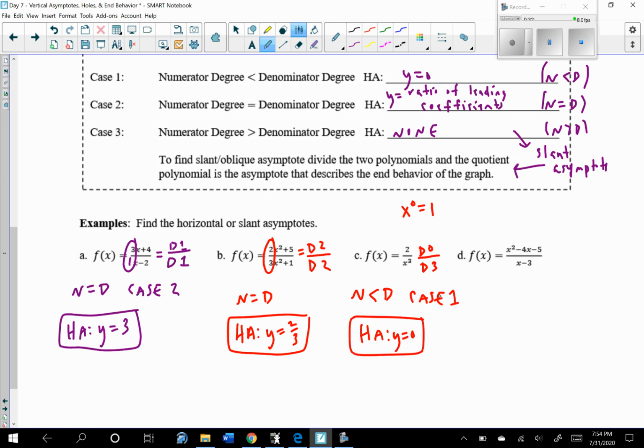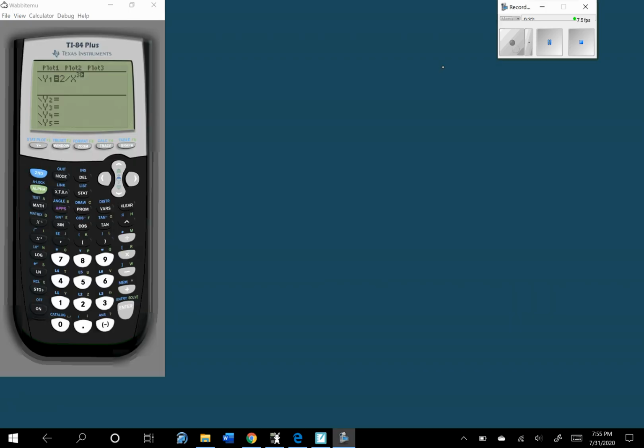So if I were to graph this, you would see that the y values are approaching 0. So I just plugged it in my graph real quick. That should hit zoom 6 for a standard window. And you can see that the graph is getting closer and closer to these values of 0.